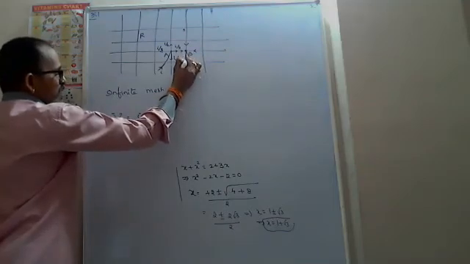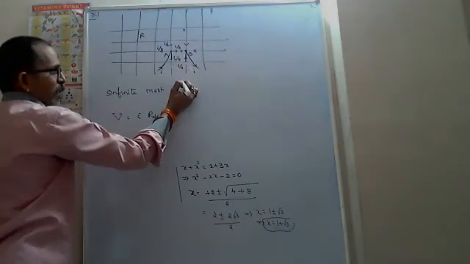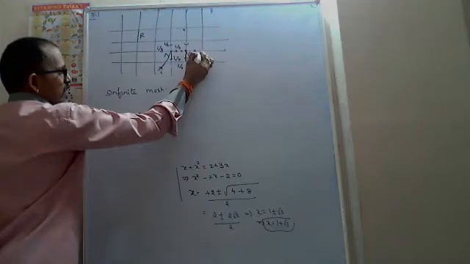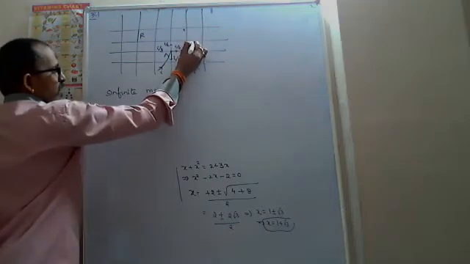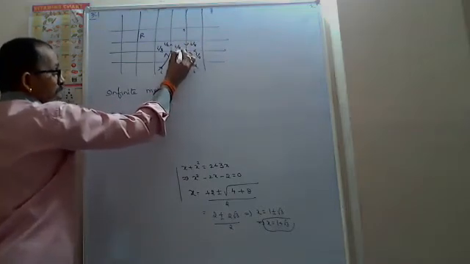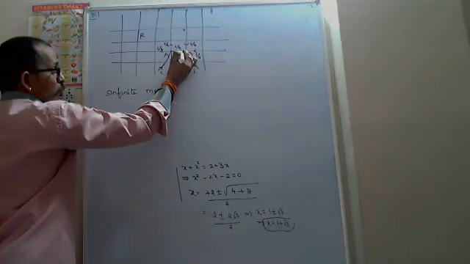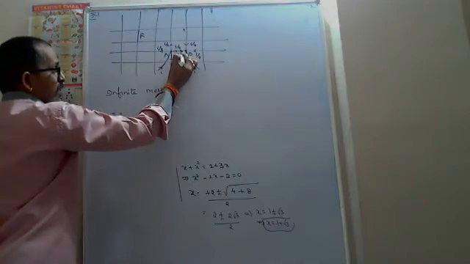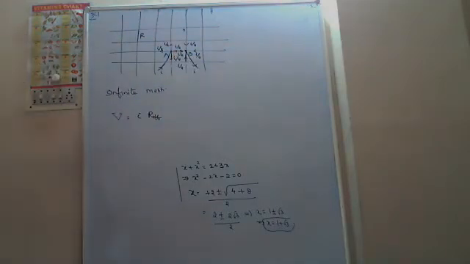Coming from this side, I by 4. This is I by 4. This is I by 4. And here also incoming, we have to assume how much, Nana? Same, I by 4. Right.